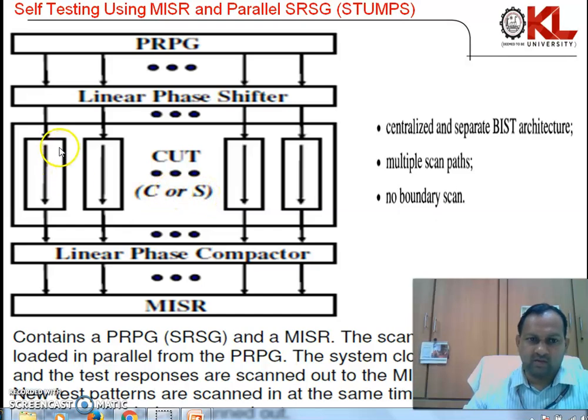In this CUT, the data shifts to the MISR, and you can observe the scan to all the registers, transmitted from the PRPG to the MISR. The following attributes apply: centralized and separate BIST architecture and multiple scan paths, no boundary scan registers.